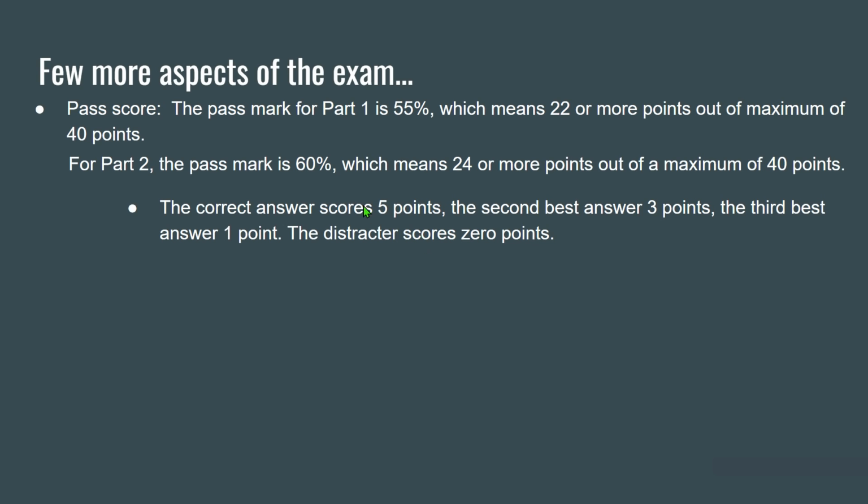However, part 2 has a different methodology of counting the points. The correct answer, if we give, scores 5 points, and that's why 8 questions all correct will be 40 points. However, there is always one correct answer, one second best and one third best answer, and the fourth is completely wrong. So this second best answer will get you 3 points, the third best will get you 1 point, and the distractor, what they call it, will get you 0 points.